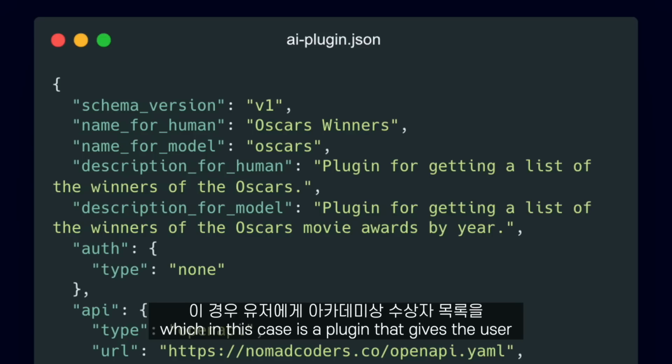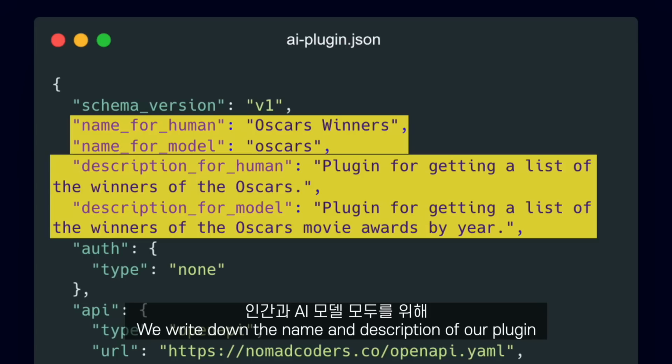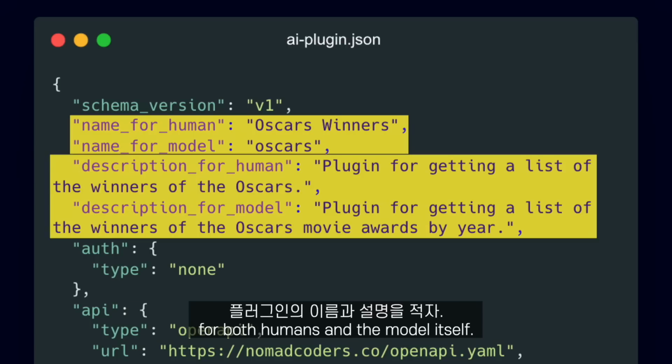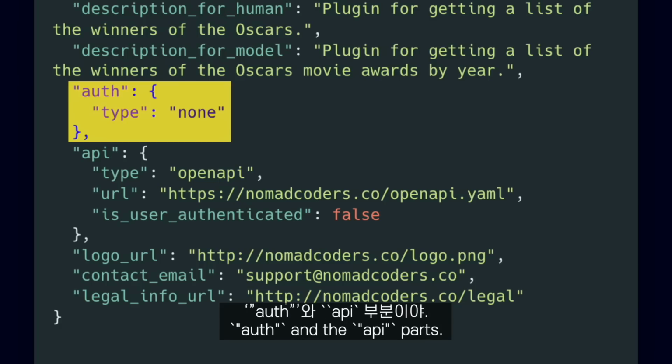which in this case is a plugin that gives the users a list of the winners of the Oscars awards. We write down the name and description of our plugin for both humans and the model itself. The two important things to notice are the auth and the API part.